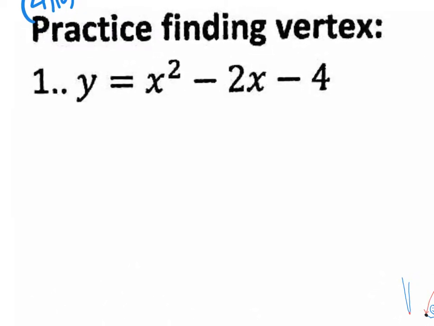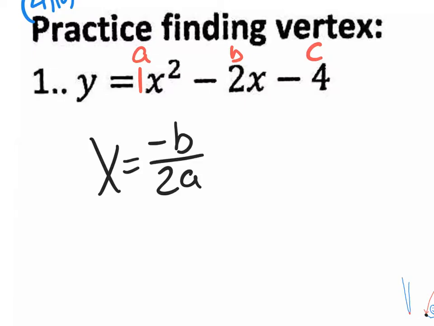So once again, this is a standard form quadratic trinomial equation. We've been factoring these guys for the past 4 or 5 weeks, right? But we know that the A value is 1, the B value is negative 2, and the C value is negative 4. Now, let's write down the vertex formula.